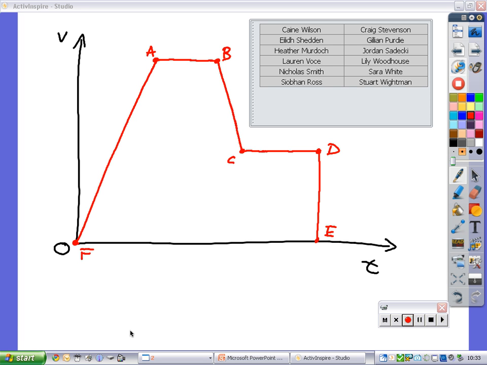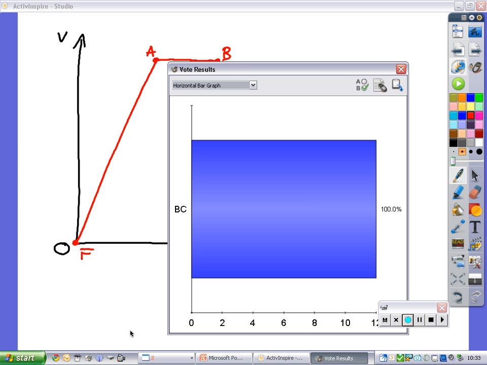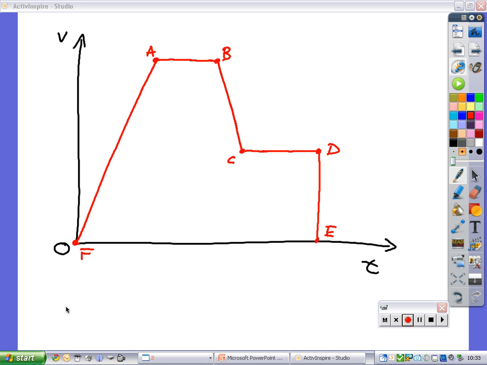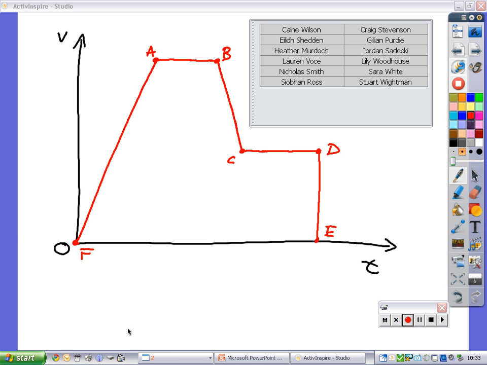Okay. Between which 2 points is the object decelerating? You need to press send. Decelerating, or with a negative acceleration. B and C, good. That's fine. No, it's not supposed to do that, Jillian. Right, shh. Stop talking.